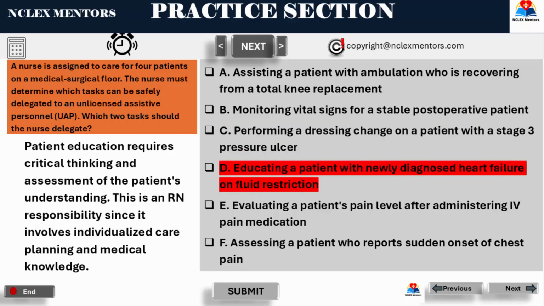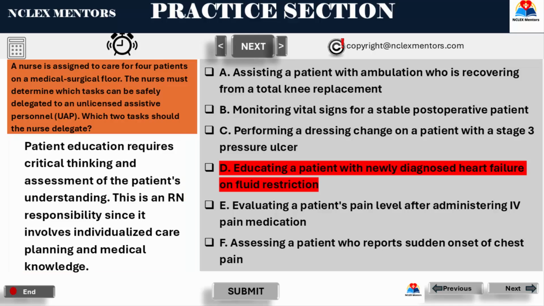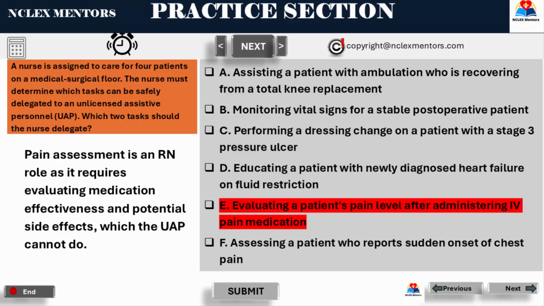D. Educating a patient with newly diagnosed heart failure on fluid restriction. Patient education requires critical thinking as it involves assessing the patient's understanding and ensuring they know how to manage their condition. Teaching is an RN responsibility as it requires medical knowledge and an individualized care plan.